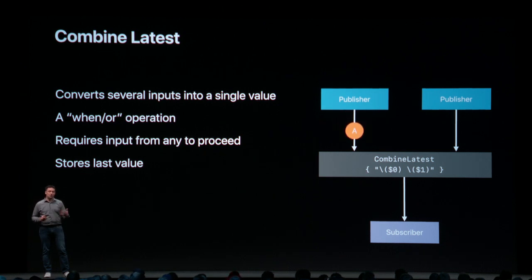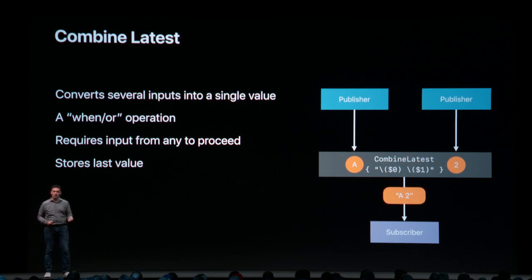So for example, when my first publisher produces A, and my second publisher produces a 1, I then run my closure, which stringifies this, and sends it downstream. Later, when the second publisher produces a new value, I can combine it with the value from previously from the first publisher and send that new value down. That means that I get new events as any upstream changes.